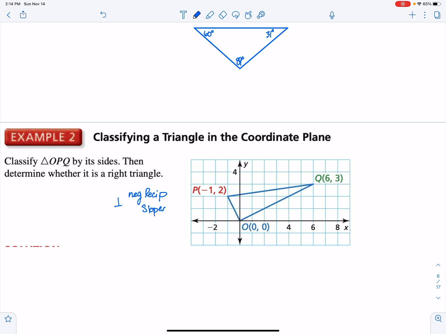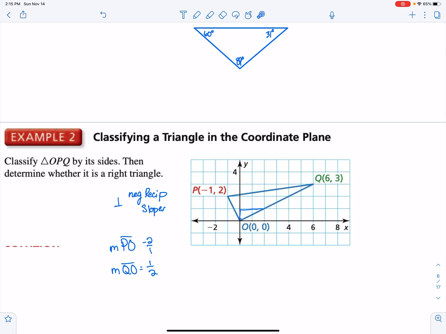So if I do the slope from P to O, it's down 2 over 1. If I do the slope from O to Q, I can see that the slope has a rise of 1 and a run of 2. So this is indeed a 90-degree angle. I know that this is already a right triangle.